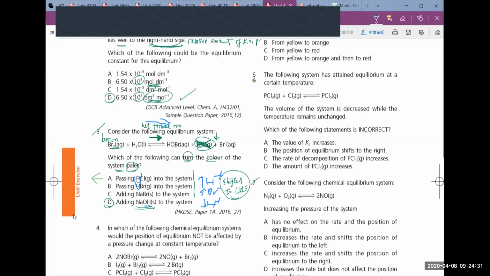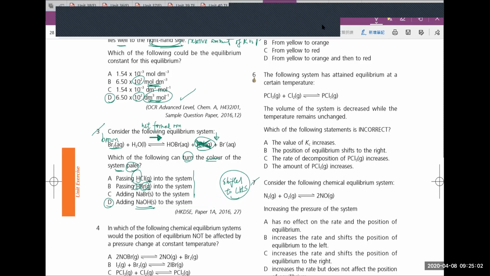First of all, increase in hydrogen ion concentration. So shifted to the left-hand side. How about B? Increase in both the concentration of hydrogen ion and bromide ion. Why is it ion but HBr is indeed a gas? How come Mr. Chin tells it as an ion? It's a molecule. How come it becomes an ion? Why? Tell me why. Yes, that's right. So it dissolves in water, it would be ionized to form hydrogen ion and bromide ion.